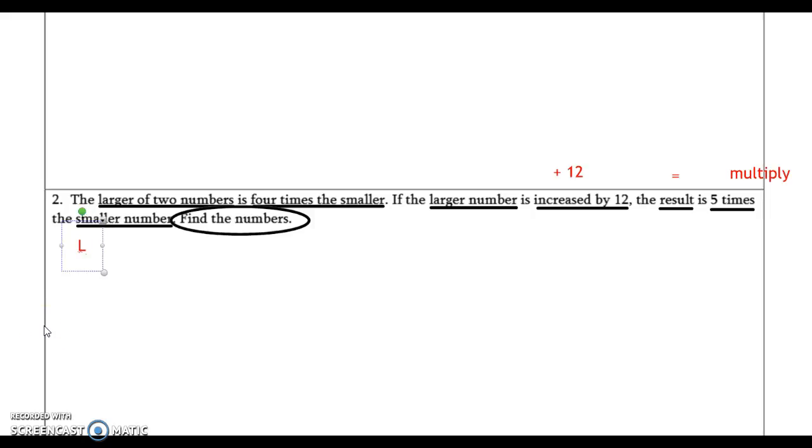The first step in solving a problem is admitting that you have a problem. So I don't know either of these numbers, so I'm going to admit that I have no idea what the smaller number is. Let x be the smaller number. However, if x is the smaller number, it says the larger of 2 numbers is 4 times the smaller. So that means the larger number is going to have to be 4 times x.